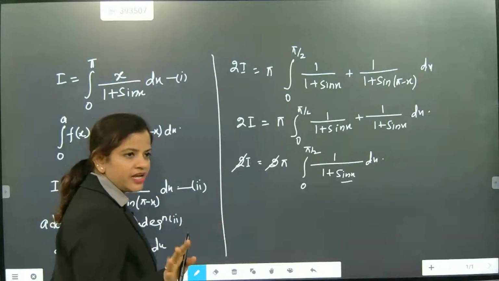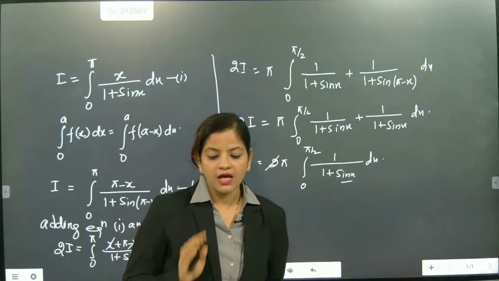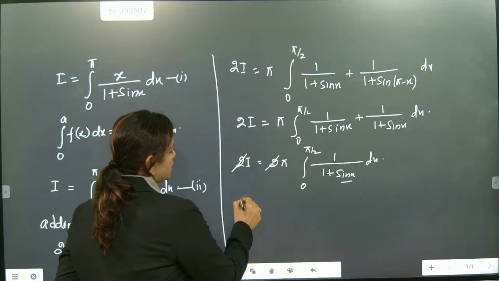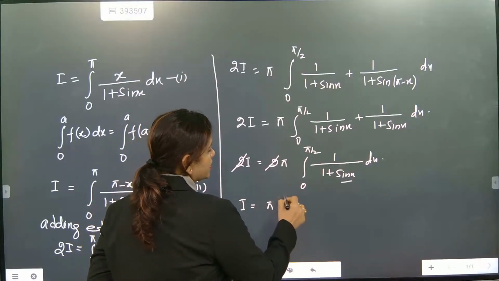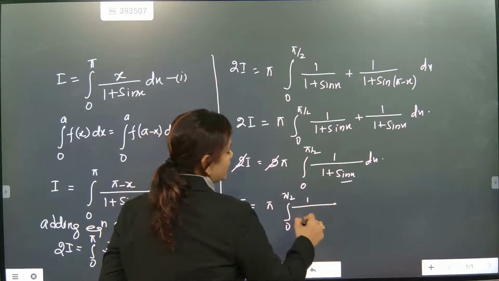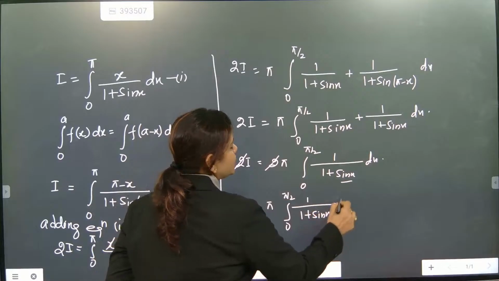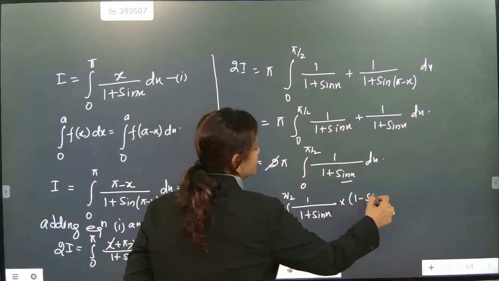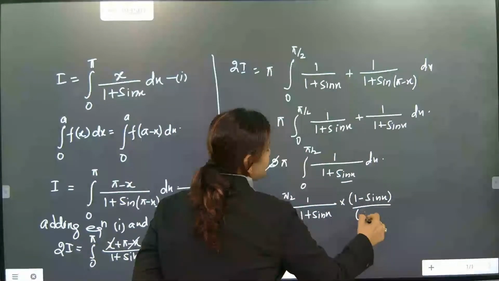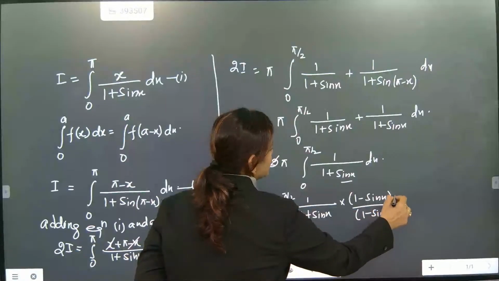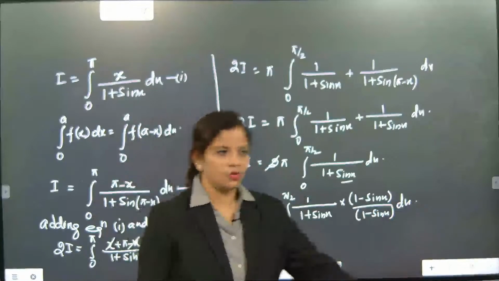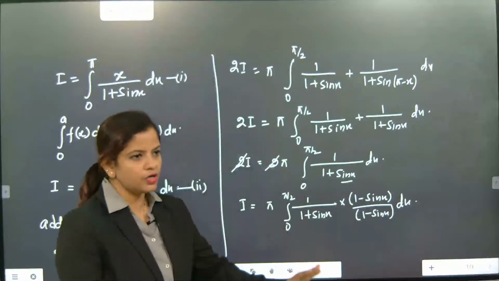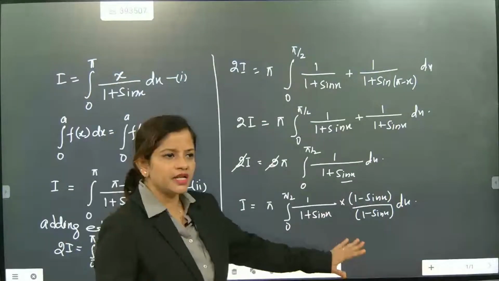Check. Will we be able to see? If I don't have any answers, I want to save my time. I will do one small work. Yes, I will do one work. Here it is coming as 1 by 1 plus sin x. So I do rationalization. Let's say we are taking the rationalization 1 minus sin x dx. This is exactly the part of rationalization. We are actually not sure about it.